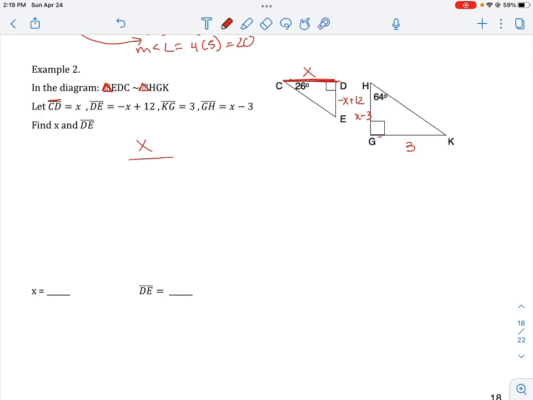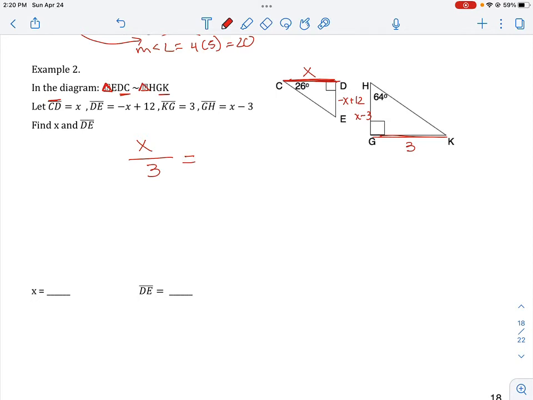Now, I need to match up this side, CD, to a side on the other triangle. So look at your letters. Notice that CD is the last two letters in the first triangle. So that matches up with GK. So that's going to match up to 3 here. So there's my first ratio.